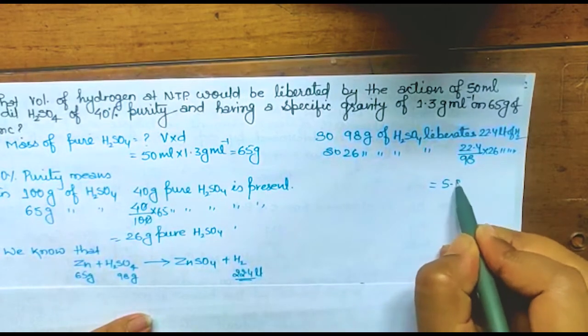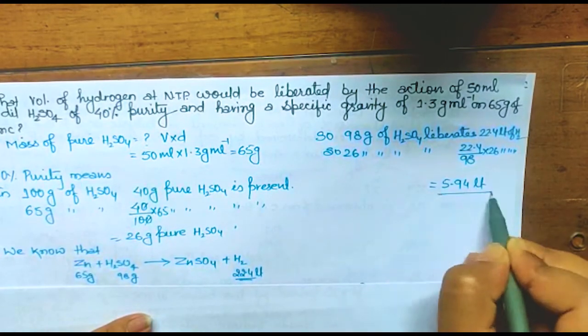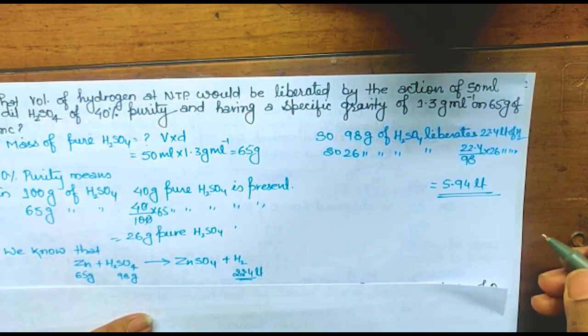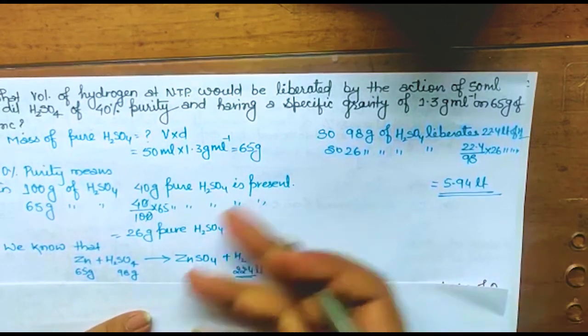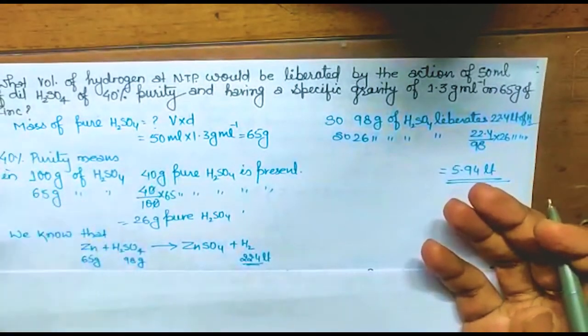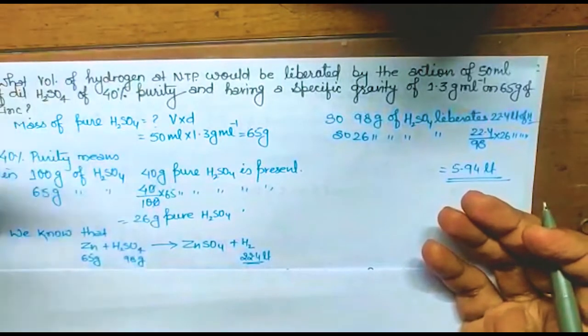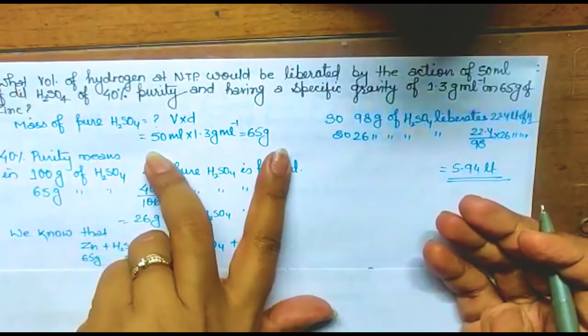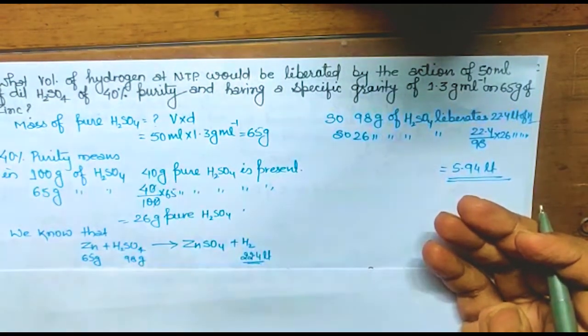This is 5.94 liters. This is the answer. Any doubt? Don't you think it's so simple? Volume is given, density is given, so you have just got this 65 gram.